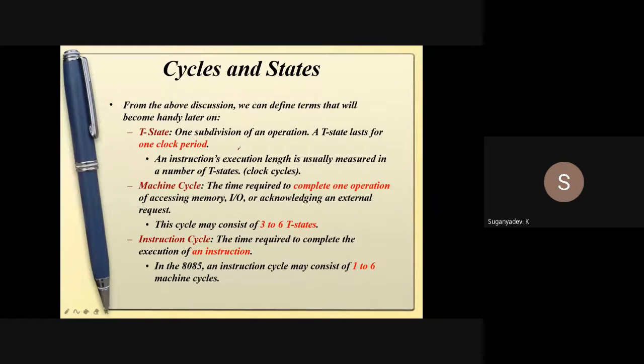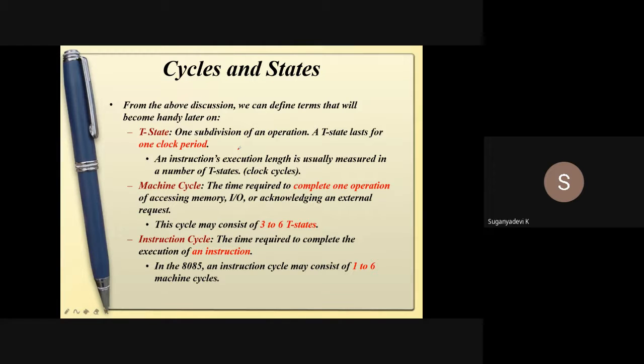Next, instruction cycle. It is the time required to complete the execution of an instruction. Accessing takes a machine cycle; executing takes the instruction cycle. In 8085 the instruction cycle may consist of 1 to 6 machine cycles. Can you see the difference between T state, machine cycle, and instruction cycle? T state is smaller, machine cycle is small, and instruction cycle is larger than the machine cycle.